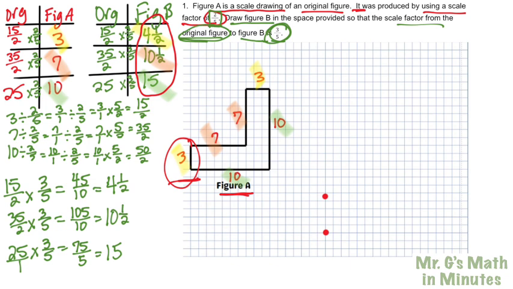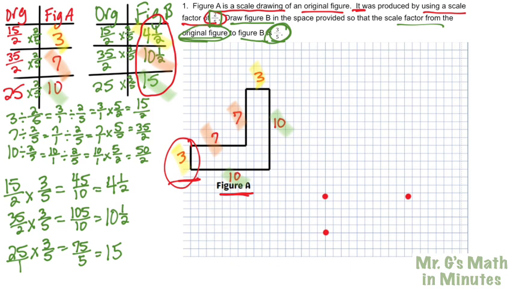Then if I go across, it was a 7, now it's a 10.5. So 1, 2, 3, 4, 5, 6, 7, 8, 9, 10 and a half would put me in the middle of that box right there. Then I go up, not another 7, but another 10.5.